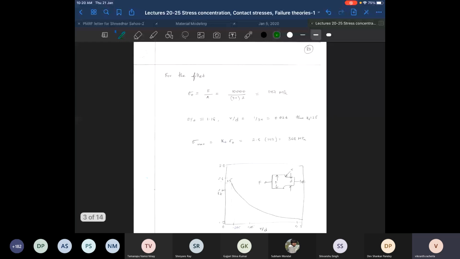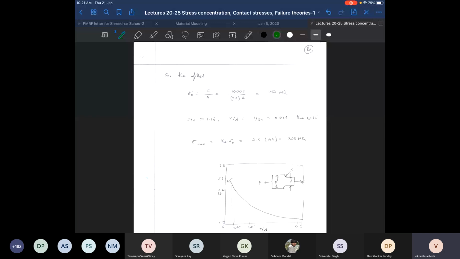Okay, now coming back to this fillet. Until now we have looked at the maximum stress at the critical point B, which is just above the circular hole. Next, the next critical point will be at the fillet location.